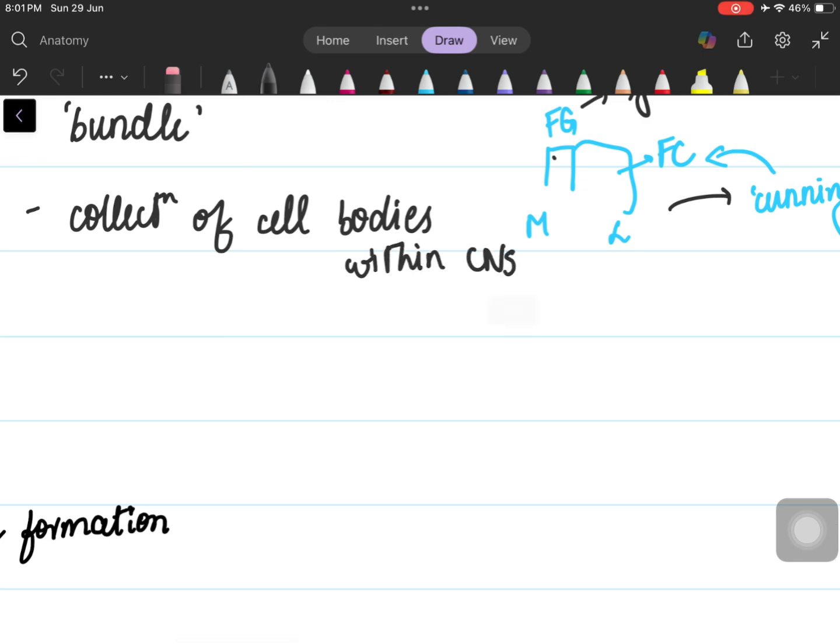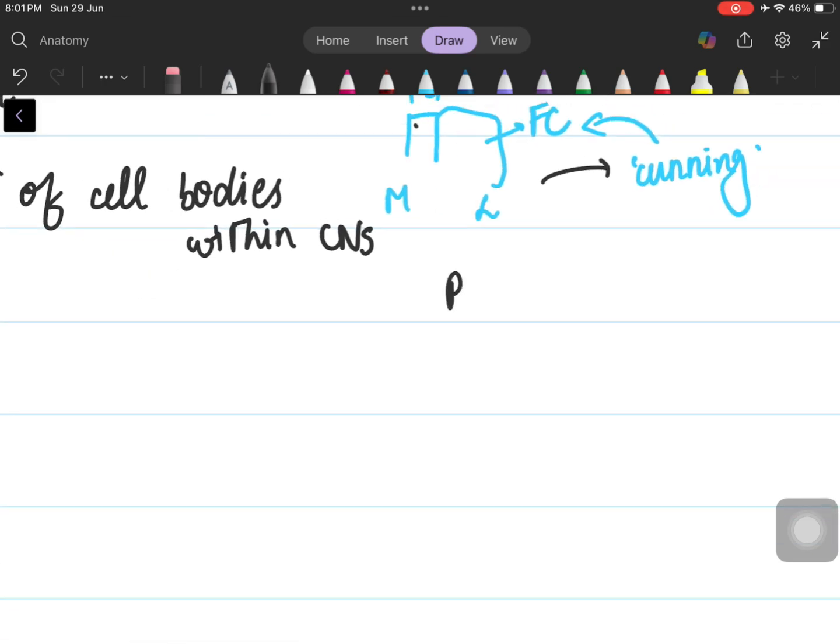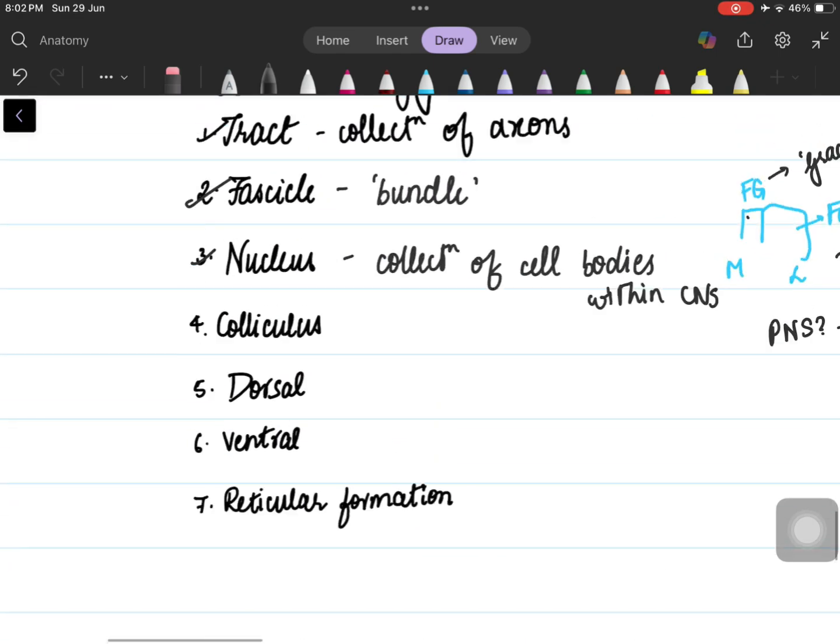So a collection of axons was a tract. A collection of cell bodies is a nucleus. So one question might arise: what do you call a collection of nuclei in the PNS, or in other words, a collection of cell bodies? The answer is simpler than you might imagine. Ganglion. So tract, fascicle, nucleus done.